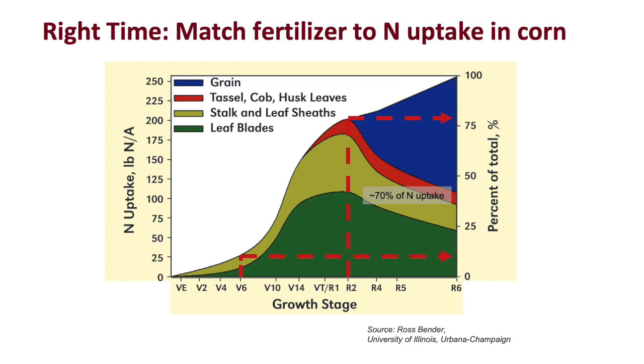But the other reason why I put this in there, and a couple others have touched on this as well, is that when you see the amount of N that's in the dark green part, which is the leaf blades, and the olive color, which is the stalk and the leaf sheaths, that kind of maximizes around R2. And then as we put nitrogen into the grain, some of that comes from N uptake late in the season, but a lot of it comes from the translocation of nitrogen from these other plant parts into the grain.